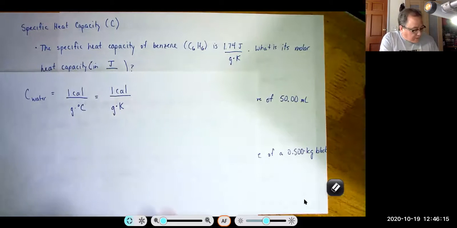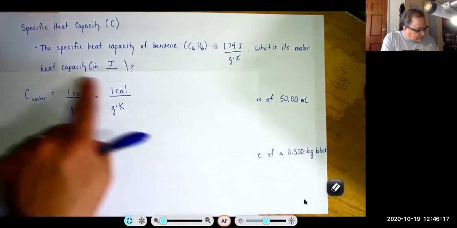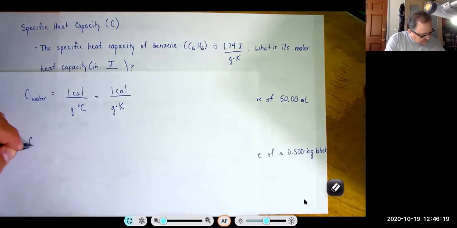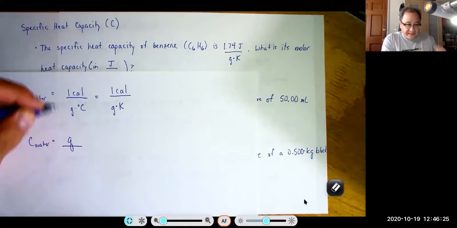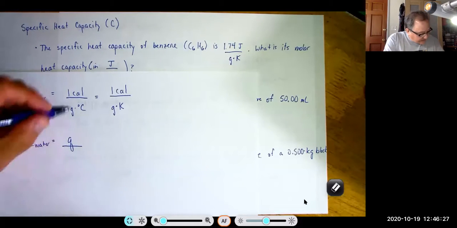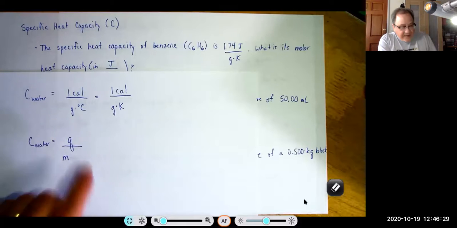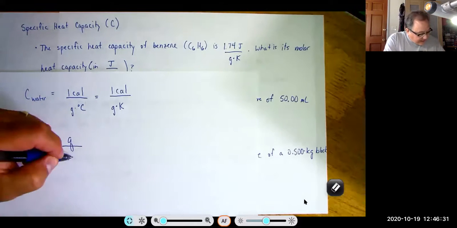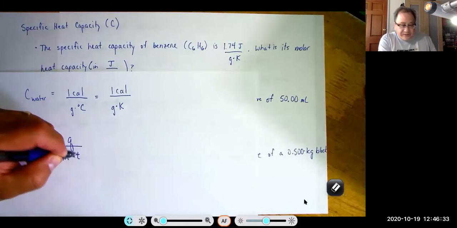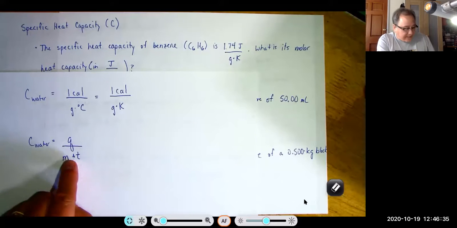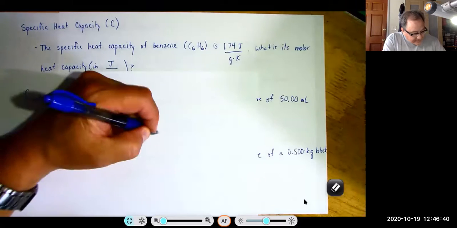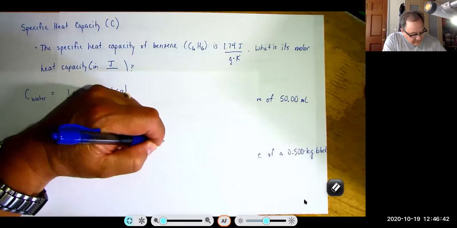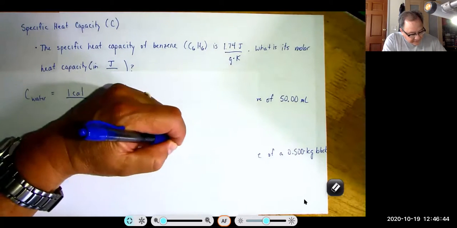And the reason for this is that when you're doing this work here, the calorie is the heat, the grams is the mass, and this is the change in temp. So this little triangle means change in temp. Now, change in temp is the temp final minus the temp initial.